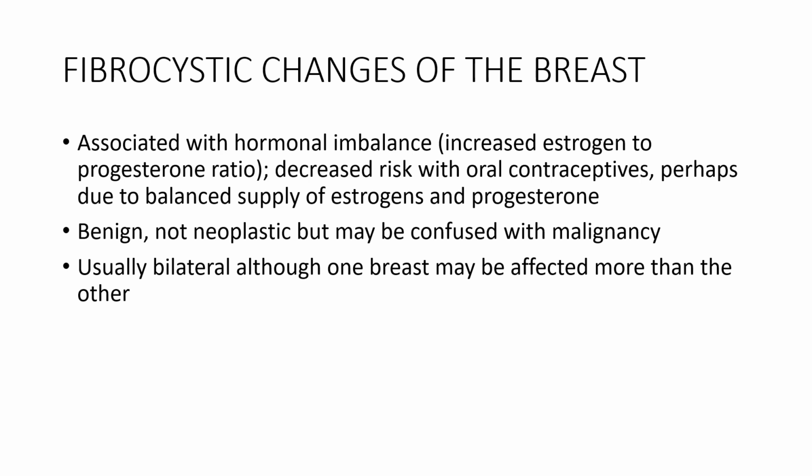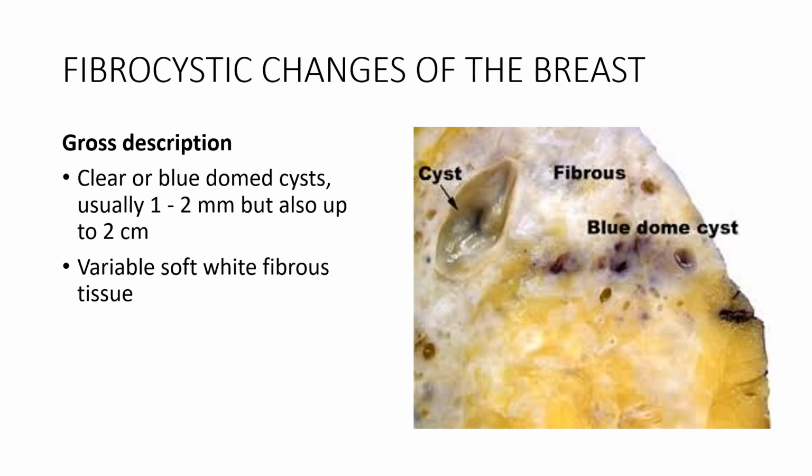Usually, fibrocystic changes of the breast affect both breasts, so it's bilateral, although one of the breasts may be affected more than the other. Grossly, it is also true to its name from the words fibro and cystic. So you see the fibrous components as seen in the picture and also cystic areas. Cysts can be seen as clear or blue dome cysts, and they usually measure 1 to 2 millimeters, but sometimes they can reach up to 2 centimeters.